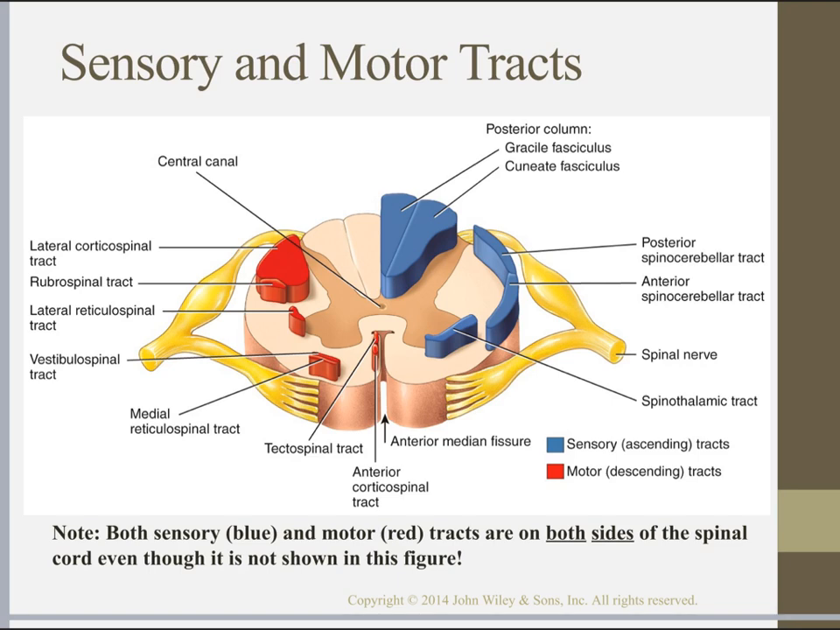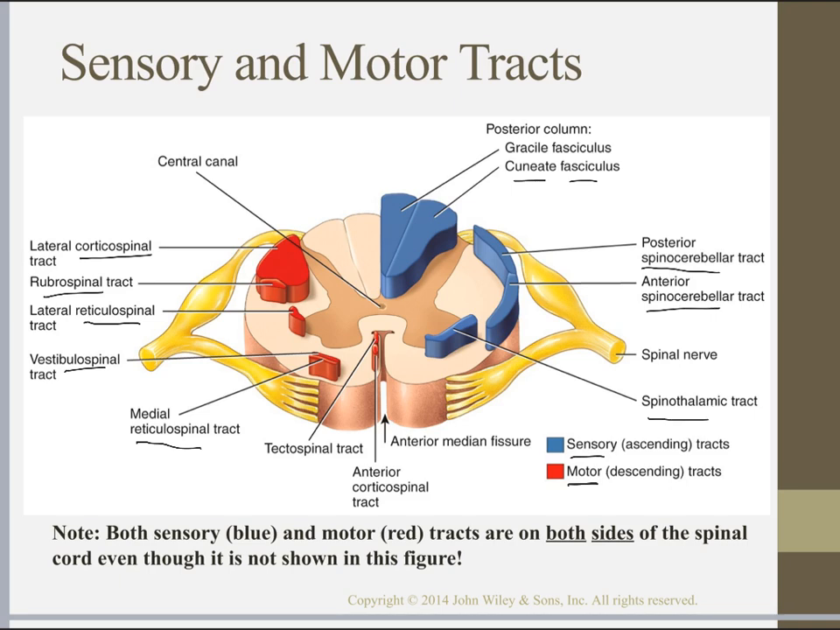Now, realize that anything blue in this picture is going to be sensory, anything red is going to be motor. Now, we are going to go into what these tracts specifically do, but I'm going to give you a little cheat to help you identify sensory and motor. So let's look at some of our motor. We have our lateral corticospinal. We have a rubrospinal, a lateral reticulospinal, a vestibulospinal, and we have another medial reticulospinal tract. Now, for sensory, we have the gracile fasciculus, the cuneate fasciculus. These are posterior columns. We have a posterior spinocerebellar, anterior spinocerebellar, spinothalamic.